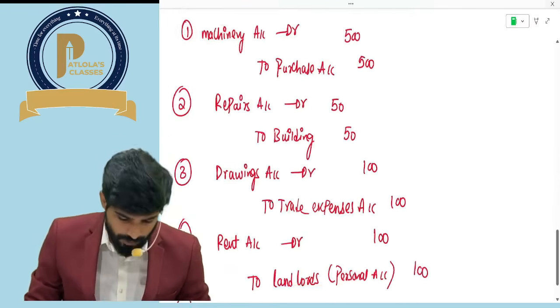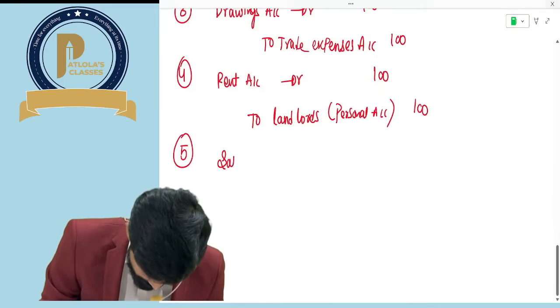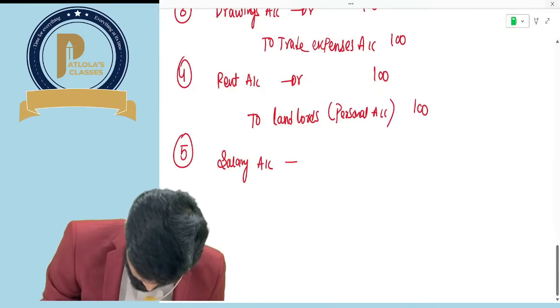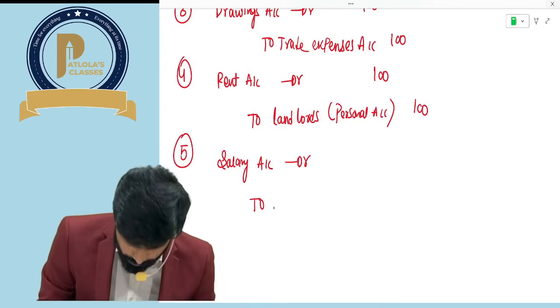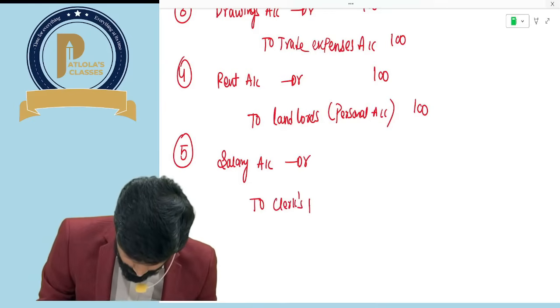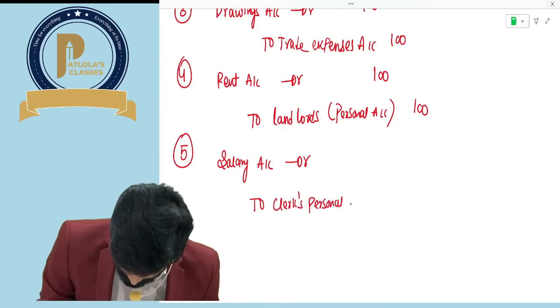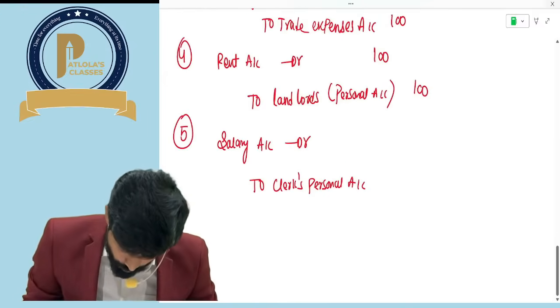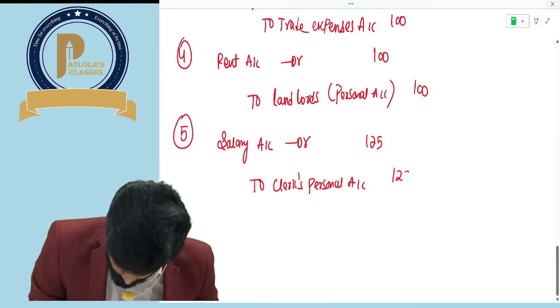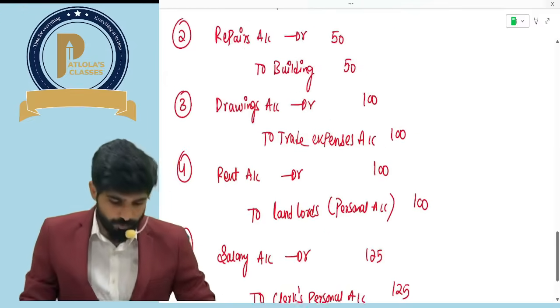So what we need to do now is salary should be debited. So we are debiting now, and the clerk's personal account is by mistake debited. We are going to cancel that by crediting the clerk's personal account. How much is the amount? The amount is 125.